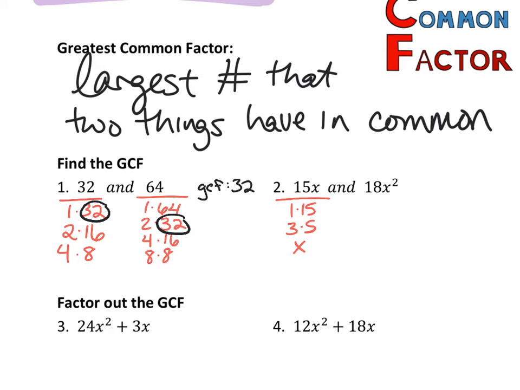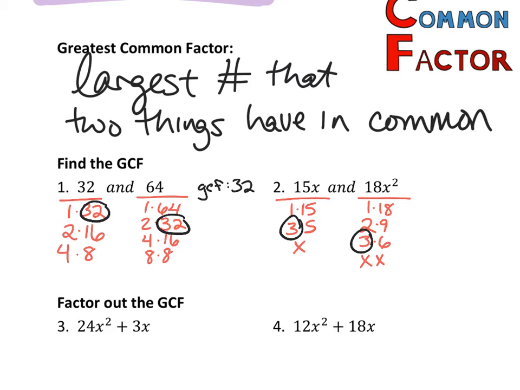Let's make a list of 18. 1 times 18. 2 times 9. 3, 6. Does 4 go? No. Does 5 go? No. And we're already back at 6. Now, how many x's am I going to write down here? 2. There's all of the factors of 15x and 18x squared. What's the biggest number they have in common? They both have 3 on the list. It's a small number, but it's the biggest one they have in common.